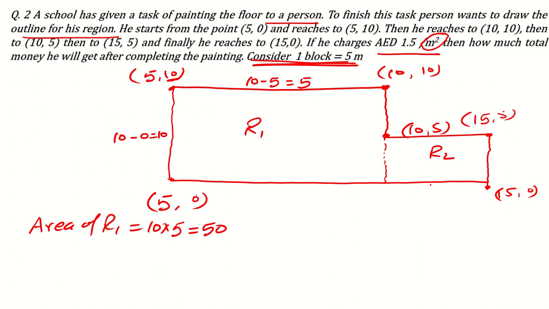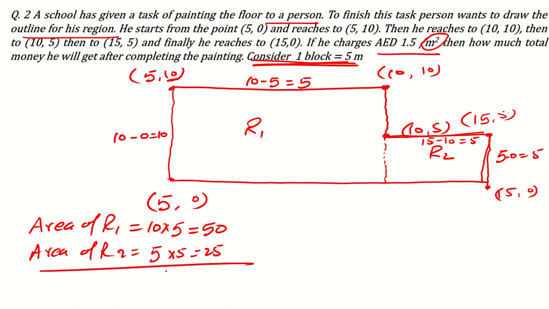Now coming to R2, let's talk about this. This side will be 15 minus 10 and it will be 5. And this height will be what? 5 minus 0 means 5 again. So area of R2 will be equal to 5 multiply 5 means 25. So total area is equal to 50 plus 25 means 75 meter square.